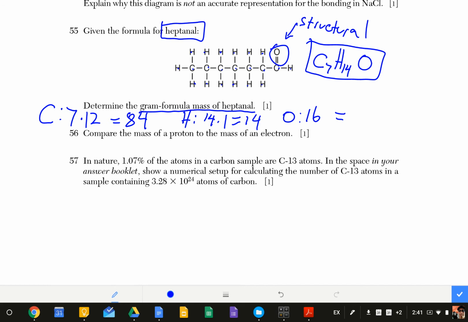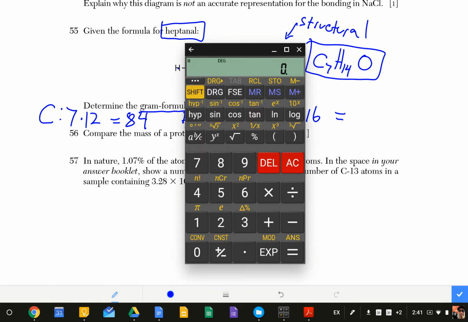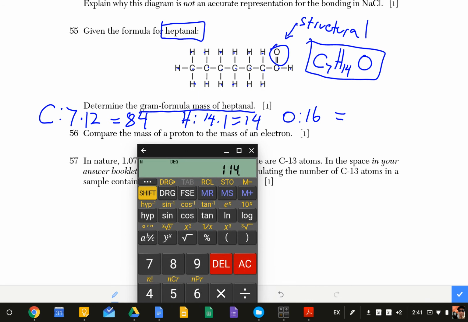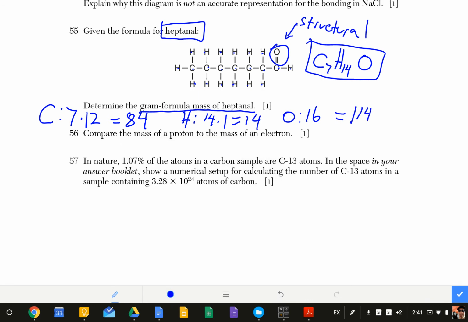Okay, so let's add those up. What do we got? 84 plus 14 plus 16. There we go. The gram formula mass, or the molar mass, is 114 grams for every mole. There you go. Let's keep it going.